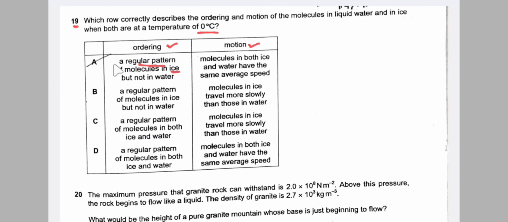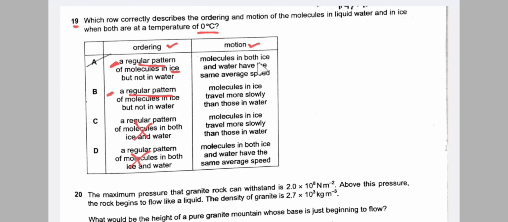So this option is correct. Then regular pattern for ice but not for water, this is also correct. The regular pattern for both water and ice, this is wrong, because water can move randomly within the liquid, but the ice is in regular arrangement.